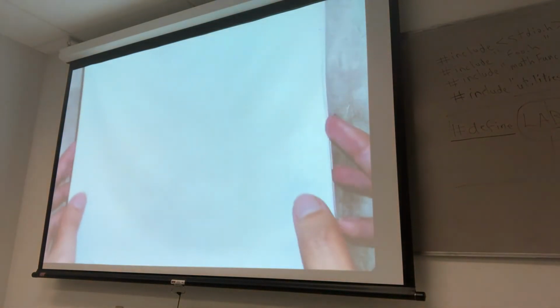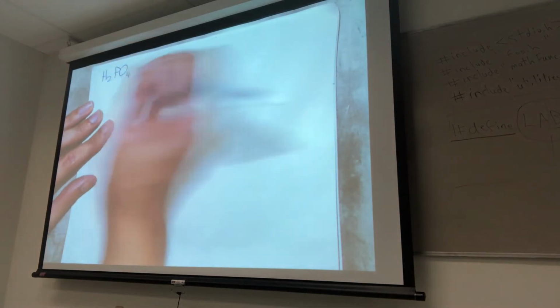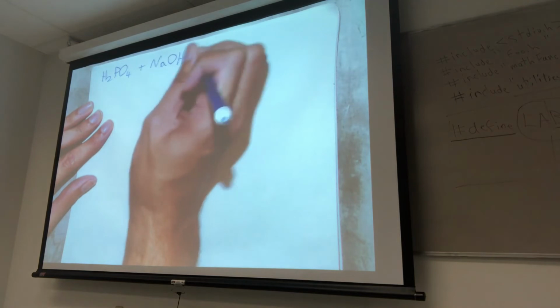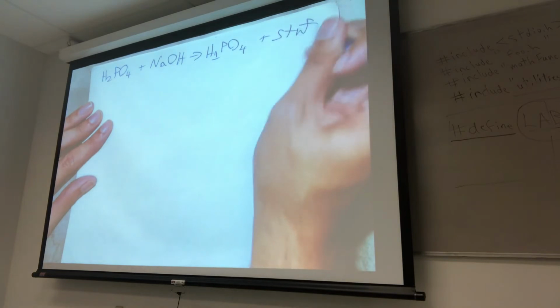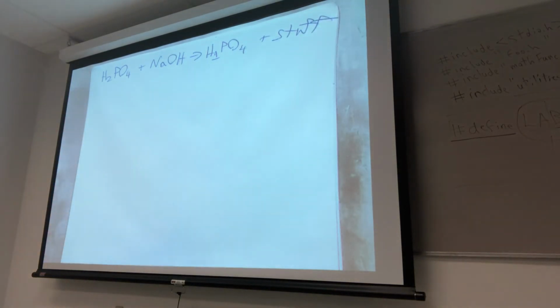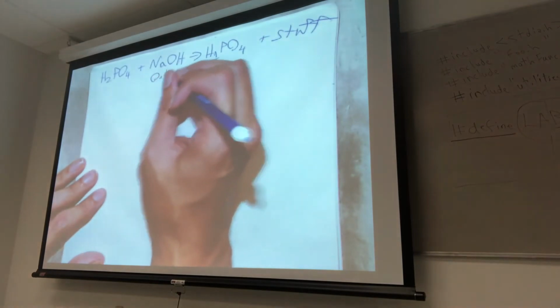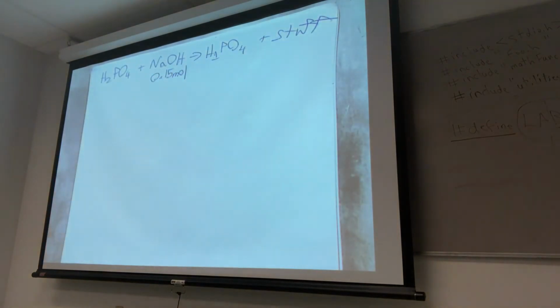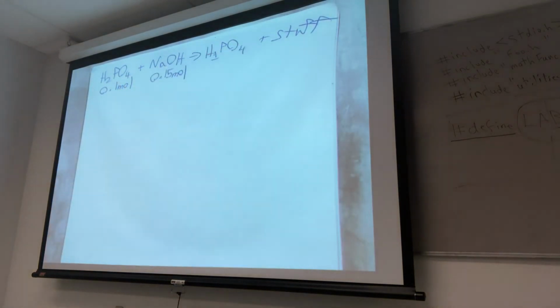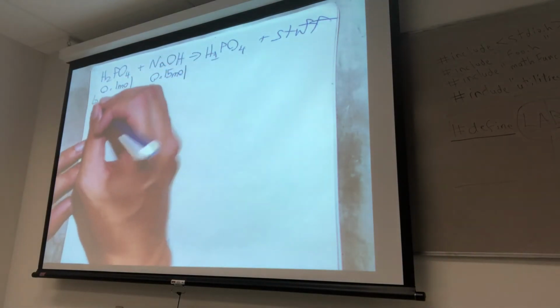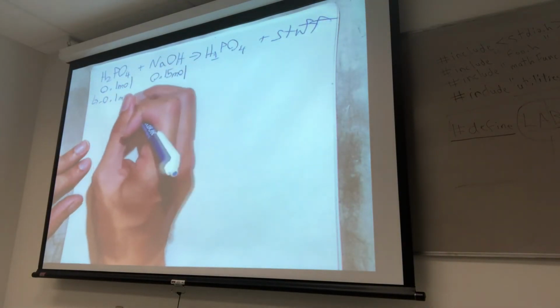I'm going to do a new page. H2PO4 plus NaOH gives you HPO4 plus stuff that doesn't matter. Based off our last page, we had 0.15 moles of this. Notice we don't have to convert concentration to moles anymore. We can just carry the moles over from the previous part. And we produced 0.1 moles of H2PO4. Same thing, stoichiometry. This is unfortunately, again, the limiting reactant. So we do that.